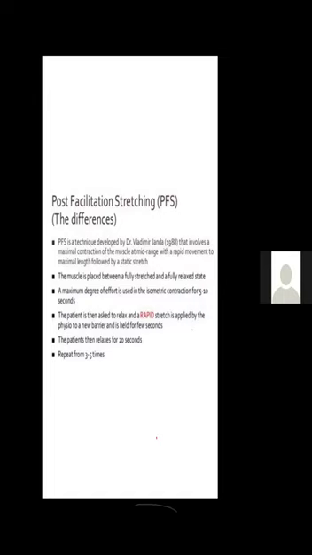So here in post-facilitation stretching, there are two major differences. One thing is the muscle is placed between a fully stretched and a fully relaxed state. A maximum degree of effort is used in isometric contraction for 5 to 10 seconds. And then after that, there is a rapid stretch which is applied by the therapist to reach a new barrier. That is the difference, because there is a rapid stretch which you perform as soon as there is isometric contraction.